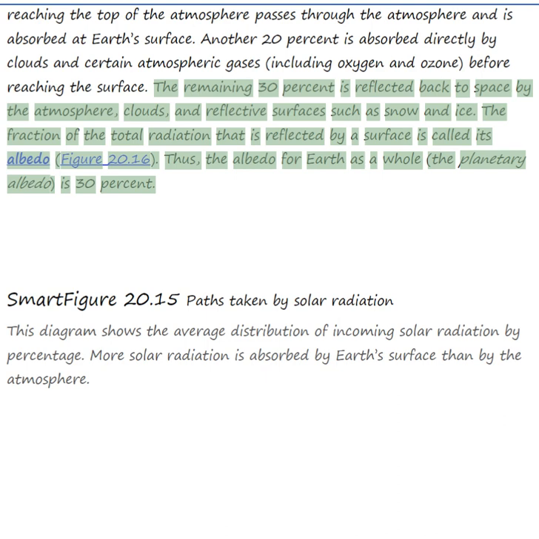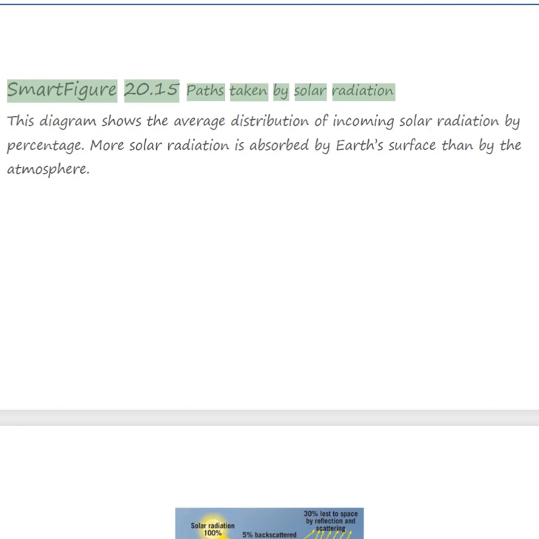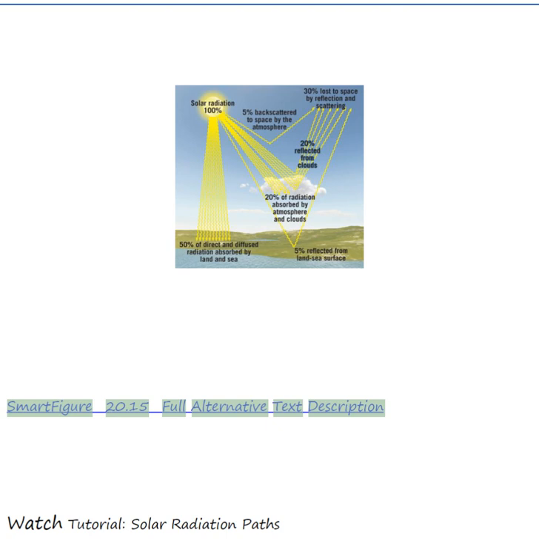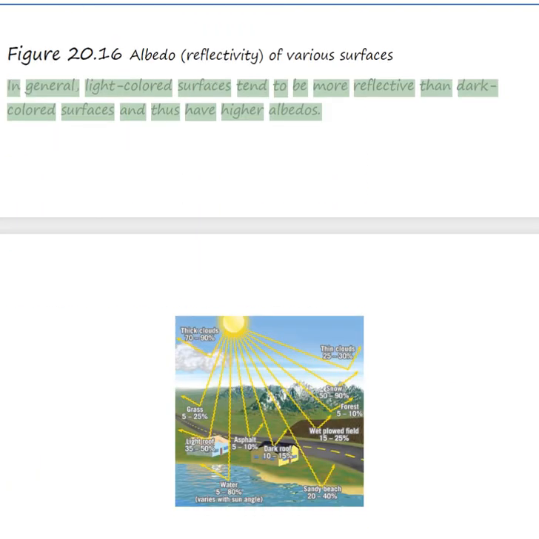The fraction of the total radiation that is reflected by a surface is called its albedo. Thus, the albedo for Earth as a whole is 30%. This diagram shows the average distribution of incoming solar radiation by percentage. More solar radiation is absorbed by Earth's surface than by the atmosphere. Smart figure 20.15 paths taken by solar radiation. Smart figure 20.15 full alternative text description. In general, light-colored surfaces tend to be more reflective than dark-colored surfaces and thus have higher albedos.